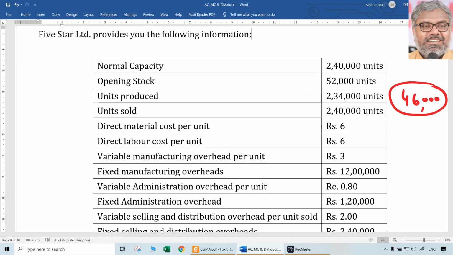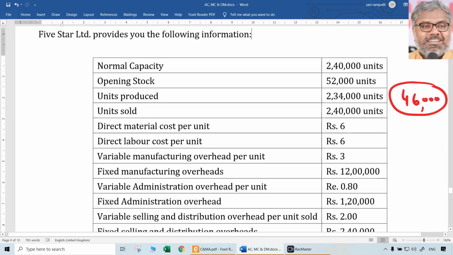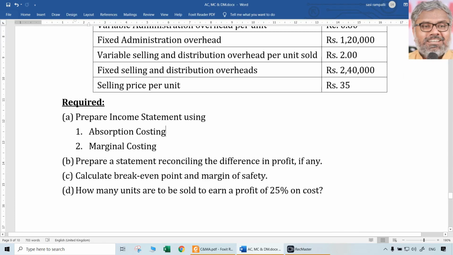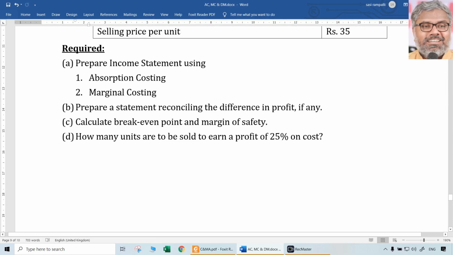We can easily find out from the data that is available. Then direct material cost per unit is given, direct labor cost per unit is given, variable manufacturing overhead per unit is given, fixed manufacturing overheads is also given. Same way variable administration overhead cost per unit is given, fixed administration overhead is given, variable selling and distribution overhead per unit is given, fixed selling and distribution overheads is also given, selling price per unit is given 35. All that we need to do is prepare income statement using absorption costing and using marginal costing, and also prepare the statement reconciling the difference in profit, if any.